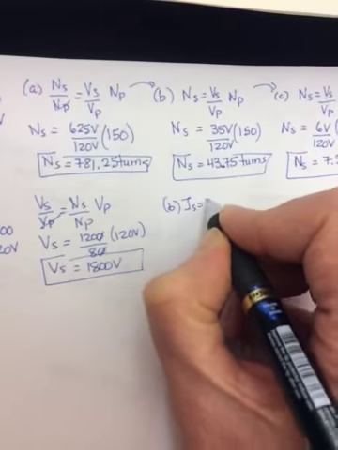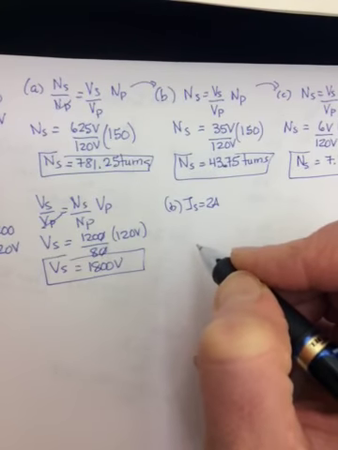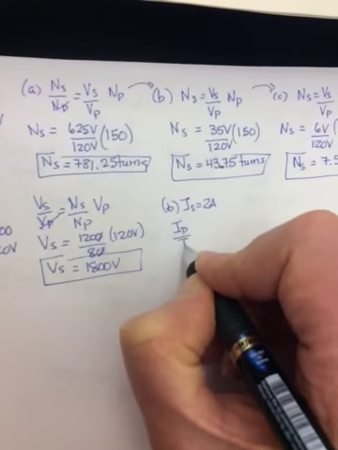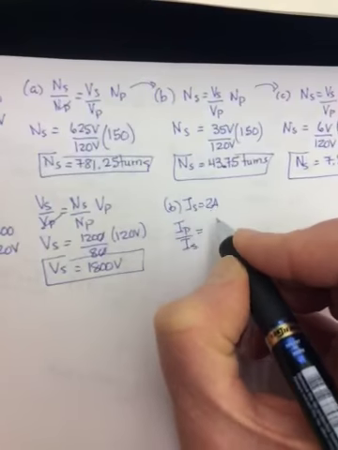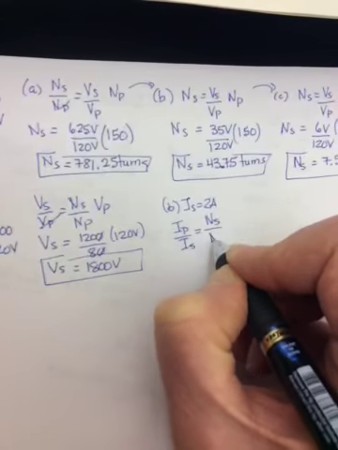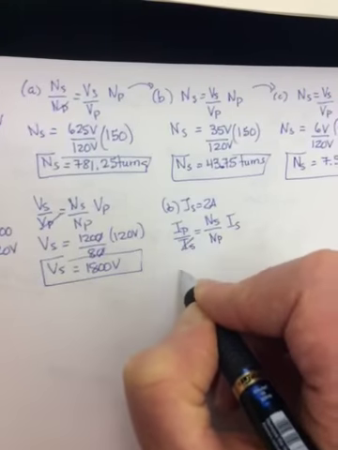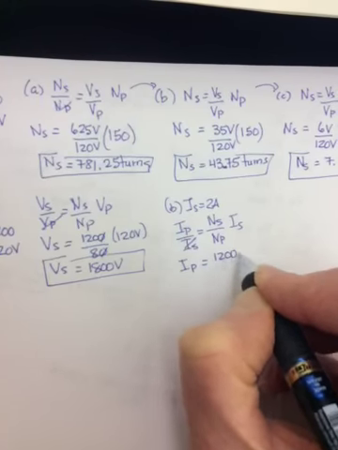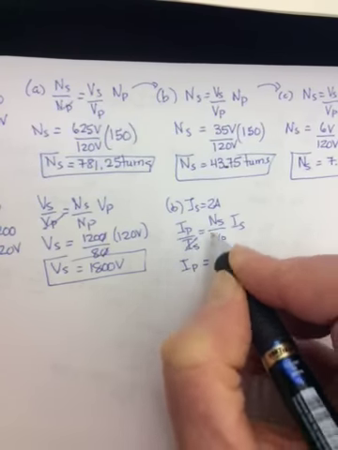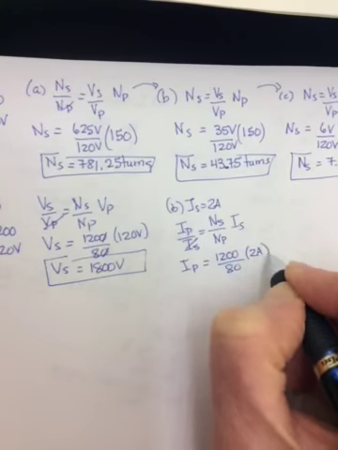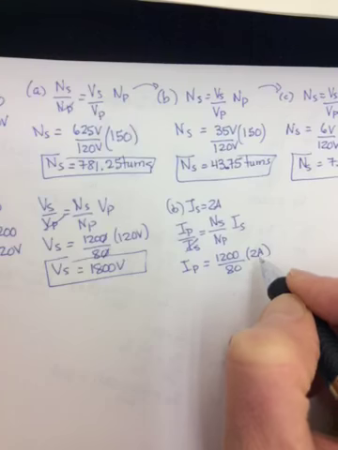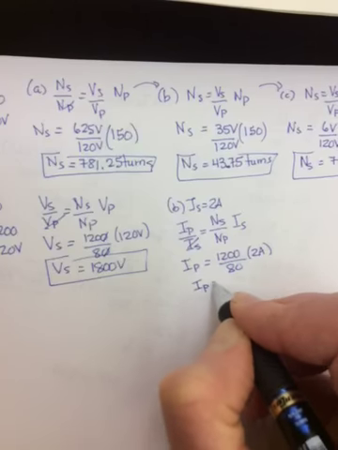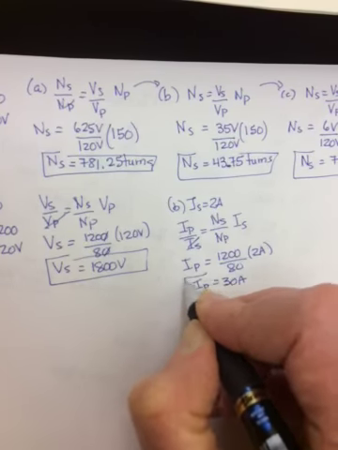So I secondary, 2 amps. What current flows in the primary? So I primary over I secondary equals, and it's the N's we were given again, so N secondary over N primary. Bring your I secondary up. I primary is equal to N secondary 1200, N primary 80, and I secondary 2. So 24 over 8 is 3, the 0 cancels, so I think we get 30. So the current in the primary is 30 amps.